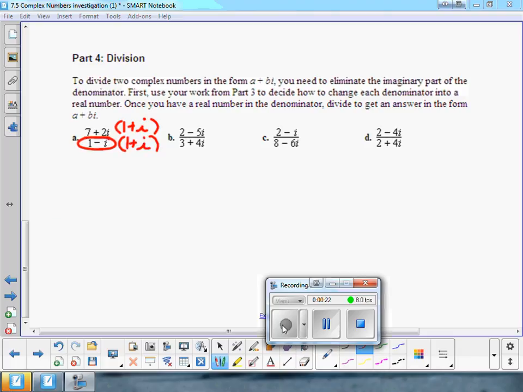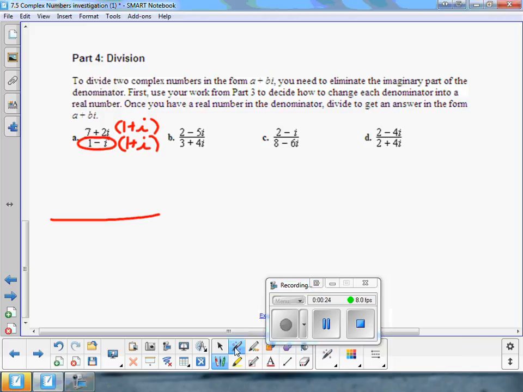Here's why. In the denominator, when you FOIL, you'll get 1 times 1, which is 1. On the outside, you'll have positive 1i. On the inside, you'll have negative 1i. Those will cancel. So you have positive 1i, negative 1i, and they will cancel each other out and become 0. So the middle, the imaginary part, goes away.